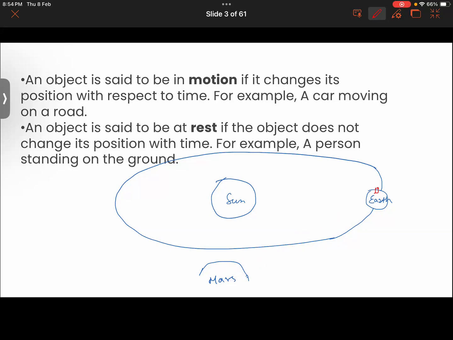The object is moving along with time. Along with Earth, the person is also moving around the sun. What I'm trying to say is that I am sitting on the Earth, and with respect to Earth I'm stationary. But if a person from Mars looks at me, he will say the person is also not at rest, because he will say that the Earth is doing revolution around the sun. So with respect to Mars, I am also not stationary. I'm also moving around the sun.